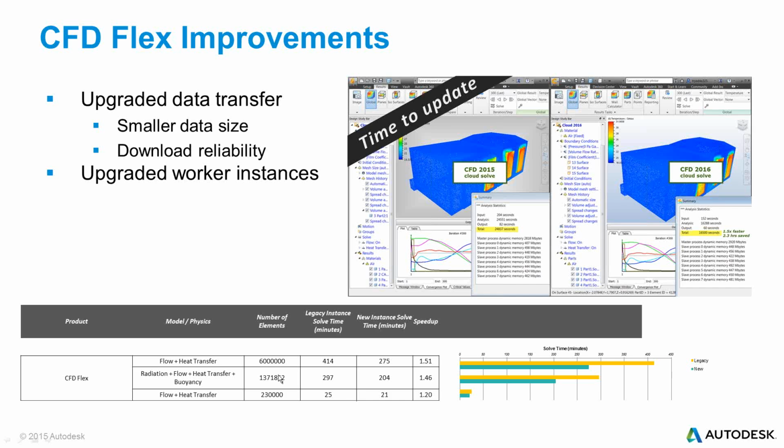So for the larger models, we're seeing most people push their models with CFD Flex to the cloud solving. So there's a 6 million element flow and heat transfer model, and a 1.4 million element model with radiation and buoyancy, all the physics combined. We're seeing about a 50% speed up, a 1.5x speed up. So in this one model, I think this is the radiation flow and buoyancy model, it's like 2.3 hours saved in solve time. So you can see significant improvements on your cloud solves.